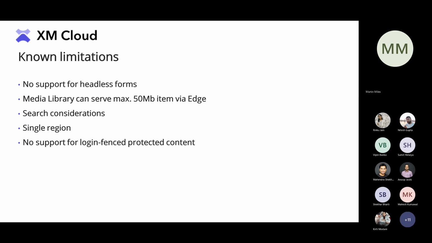So another limitation is search. Previously we had the Sitecore Content Search API, which was running against Solr. And Solr internally works for Sitecore XM Cloud, but XM Cloud uses it for its own internal purposes.